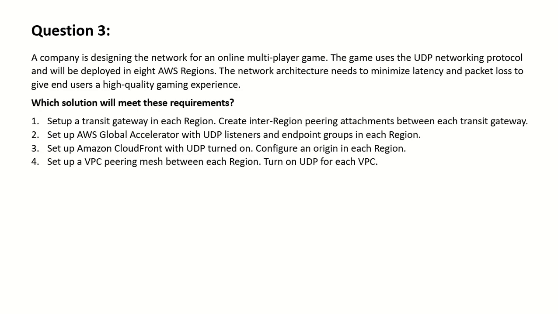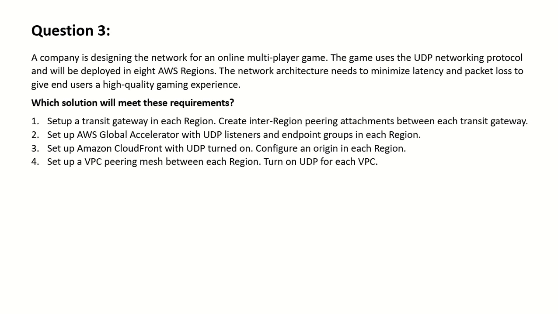So now let's move to question 3. The question 3 says, a company is designing the network of an online multiplayer game. The game uses the UDP networking protocol and will be deployed in 8 AWS regions. The network architecture needs to minimize latency and packet loss to give end users a high quality gaming experience. So which solution will meet these requirements?